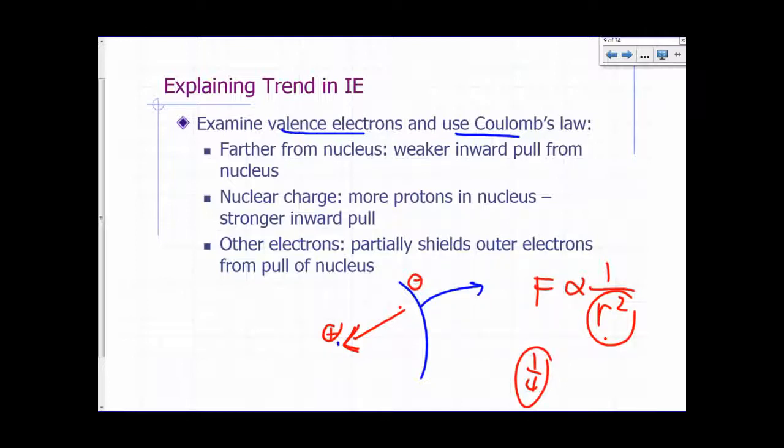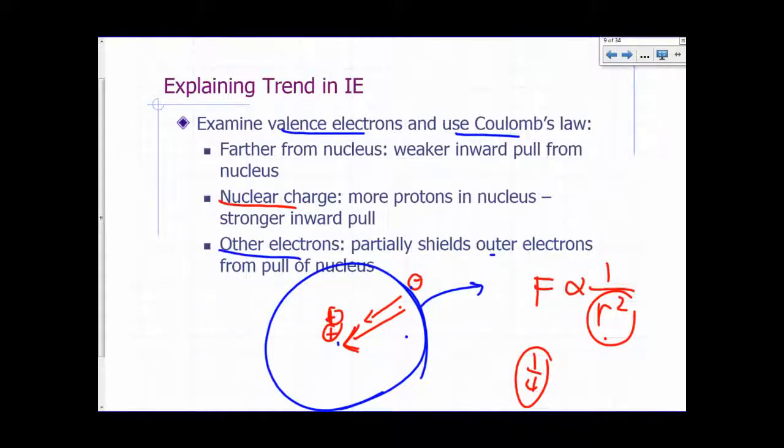Okay. Now the other factor that the attraction depends on is the nuclear charge. So the more protons you have in your nucleus, the stronger the pull on the valence electrons towards the nucleus. And then the other thing you need to consider is that within that valence shell, there are going to be other electrons that partially shield each individual electron from the pull of the nucleus. So there's going to be repulsion from the other electrons.